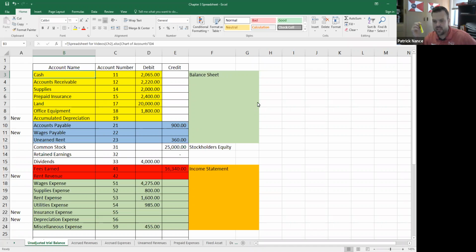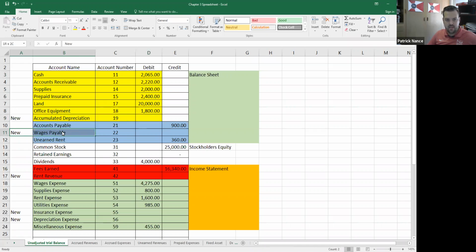But notice that we called it the unadjusted trial balance because it was a trial balance before we made our end of period adjustments, whatever that period is. And that's what this chapter is about: making adjustments before we create the financial statements. So this is the trial balance we created with a couple of new additions.